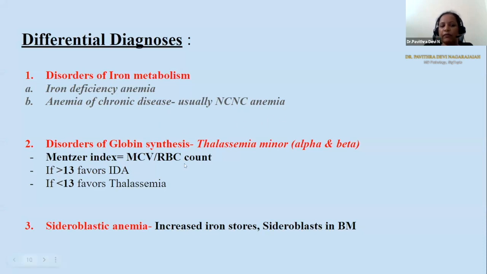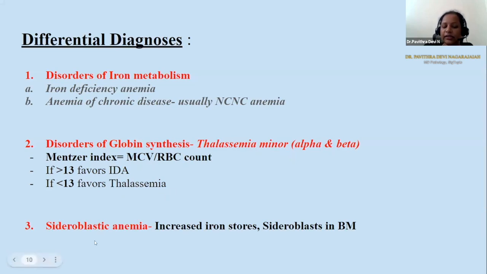Coming to the next group of disorders, which comes under our differential, is disorders of globin synthesis. That could be thalassemia minor, because major wouldn't present like this. It would be a more aggressive and a more hemolytic kind of a picture. So we're thinking of thalassemia minor in this case. So a useful pointer would be to calculate the Mentzer index, which is MCV divided by RBC count. If it is more than 13, then it favors IDA. And if it is less than 13, it is more in favor of thalassemia. So in this case, it was 13.